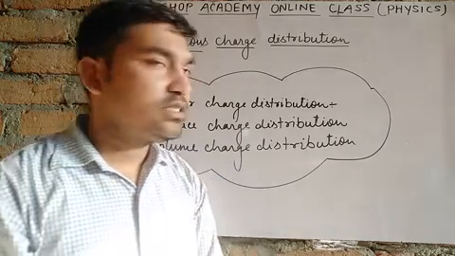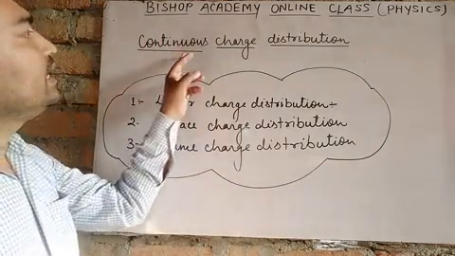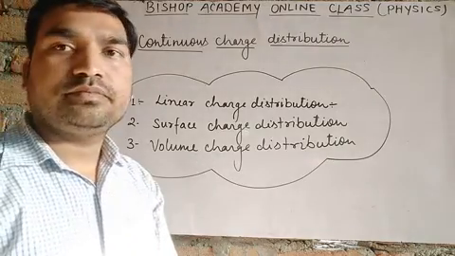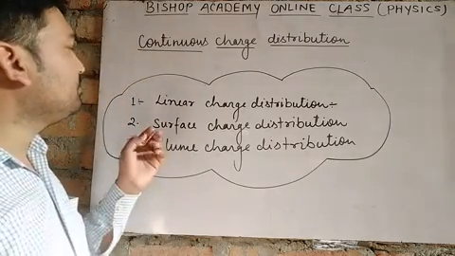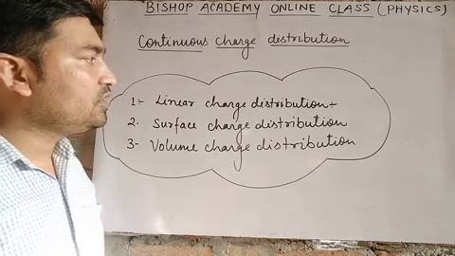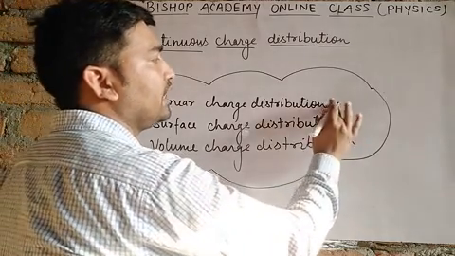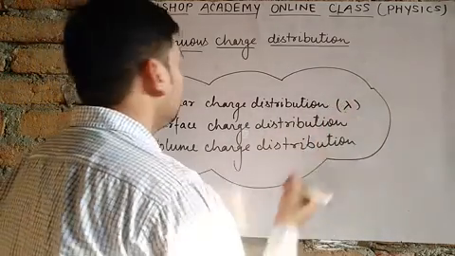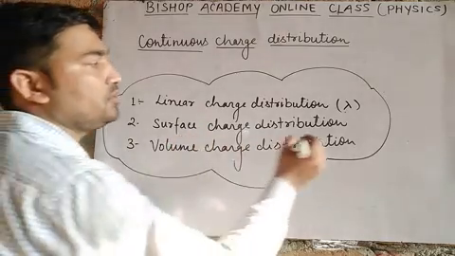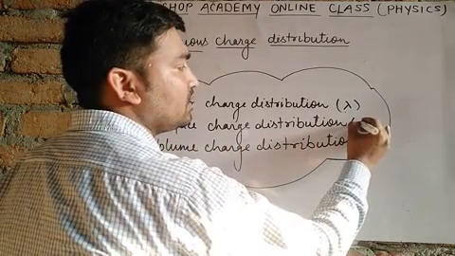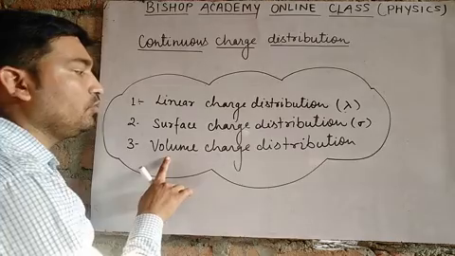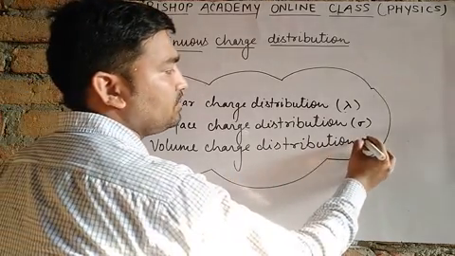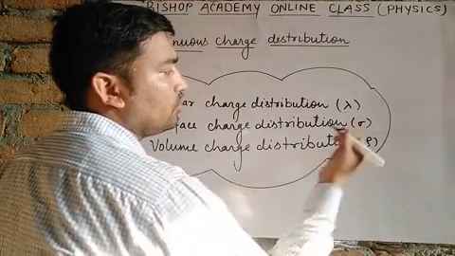Today we shall discuss continuous charge distribution. These are of three types: linear charge distribution, which is represented by lambda; surface charge distribution, which is represented by sigma; and volume charge distribution, which is represented by rho.